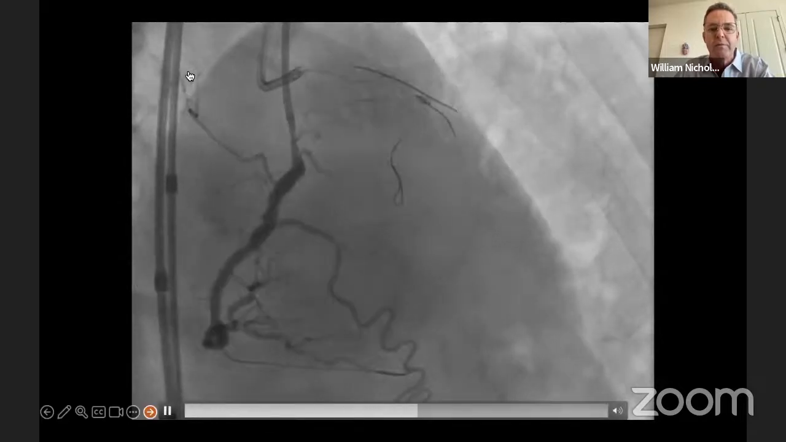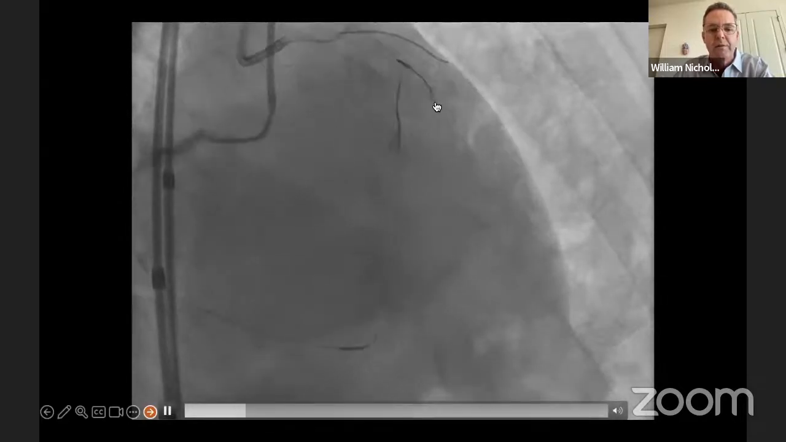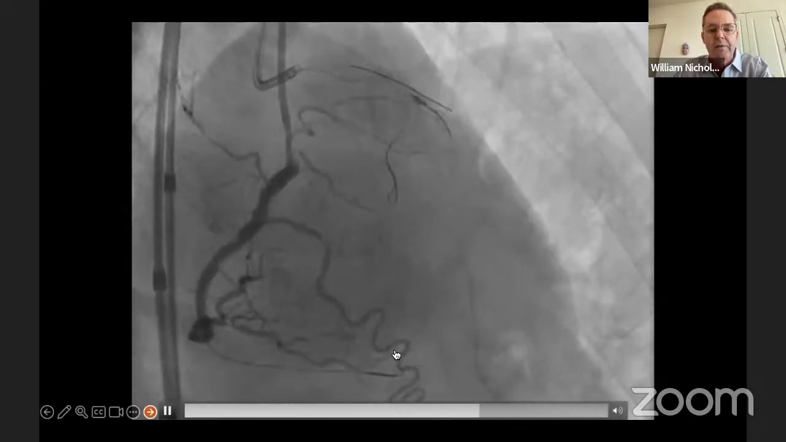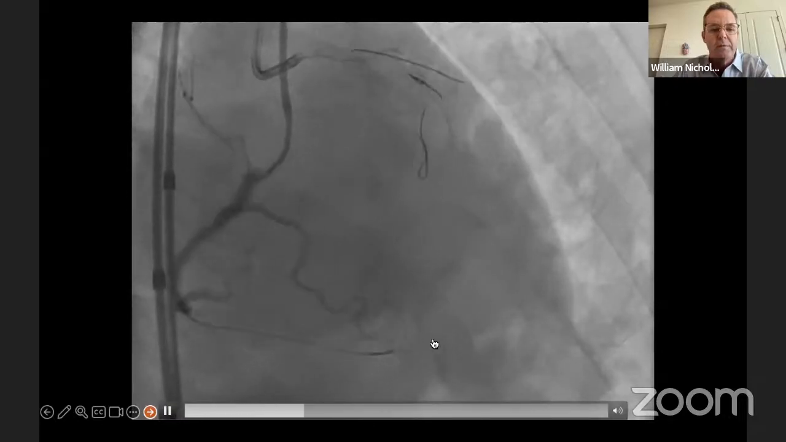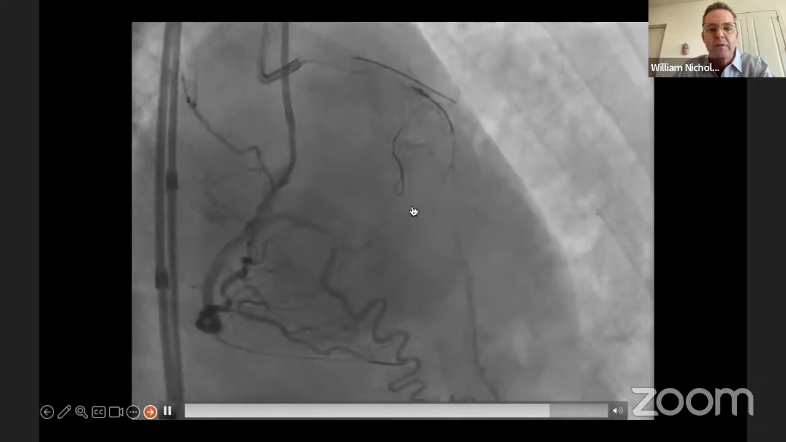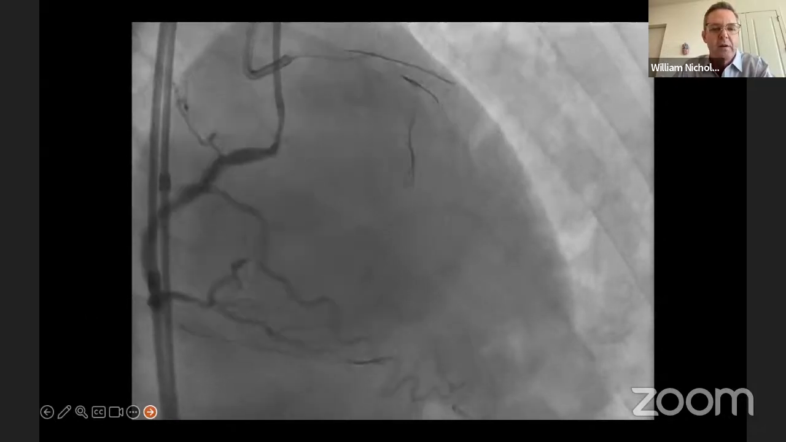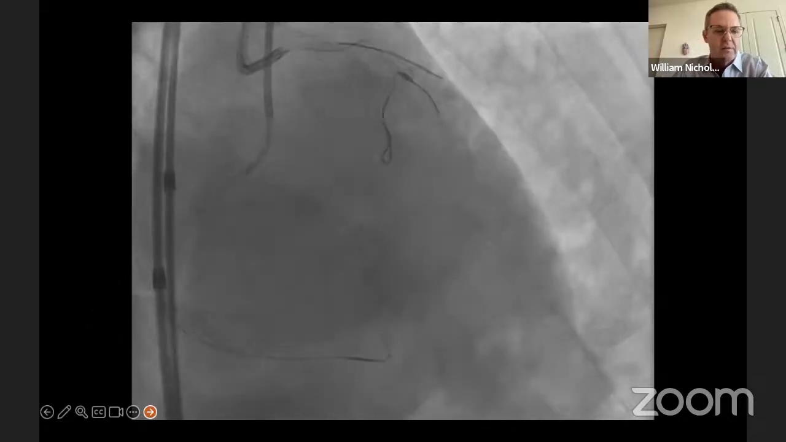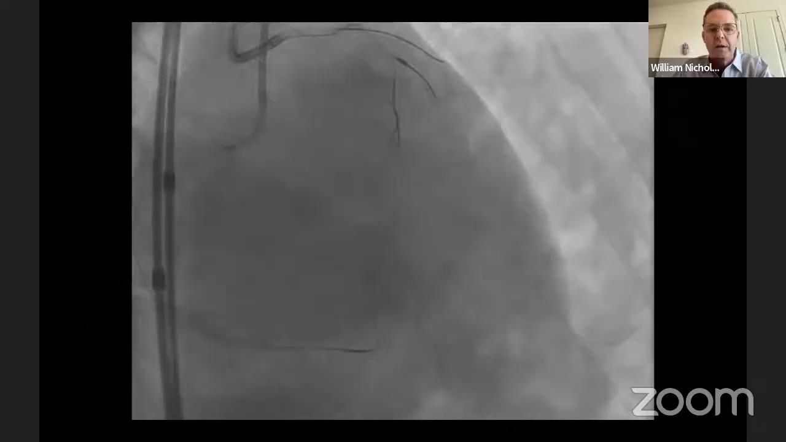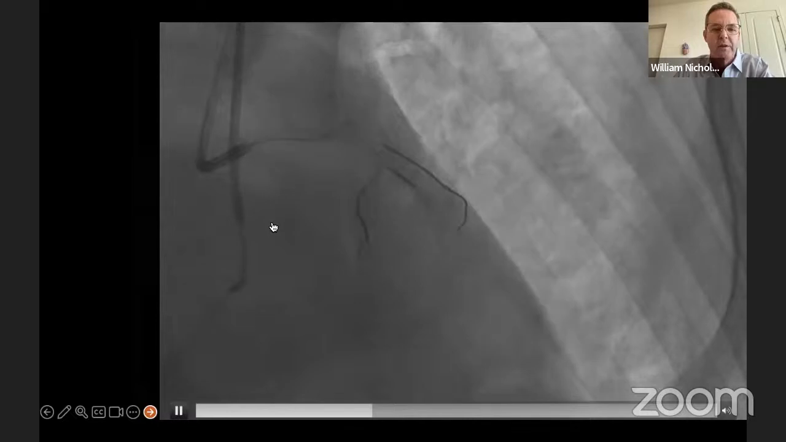But we're sitting very nicely at the cap here, retrograde. We took our microcatheter and we were able to track without a whole lot of difficulty all the way up to the distal cap. So we have at least gotten into the beginning of the case, and we have an opportunity to do something.